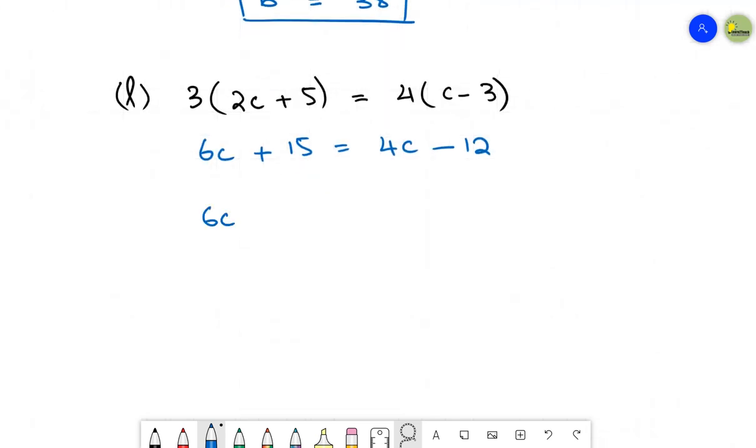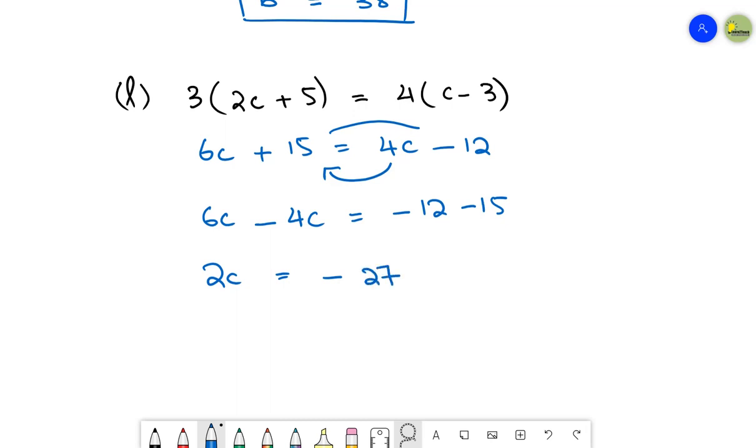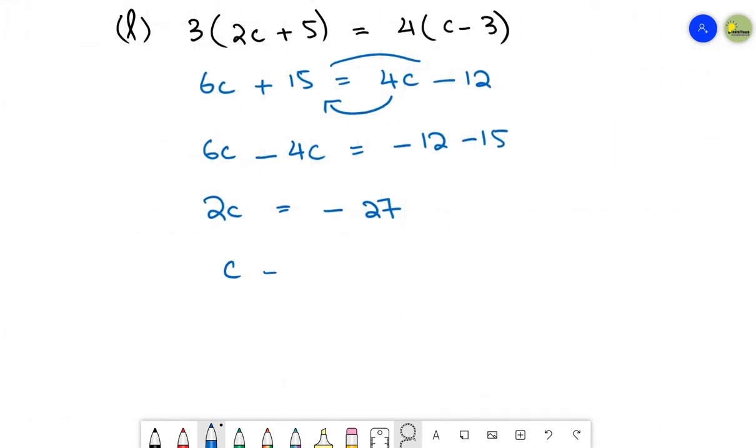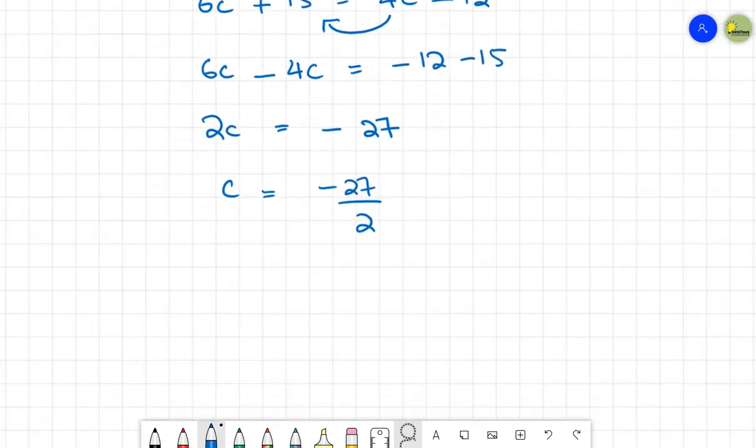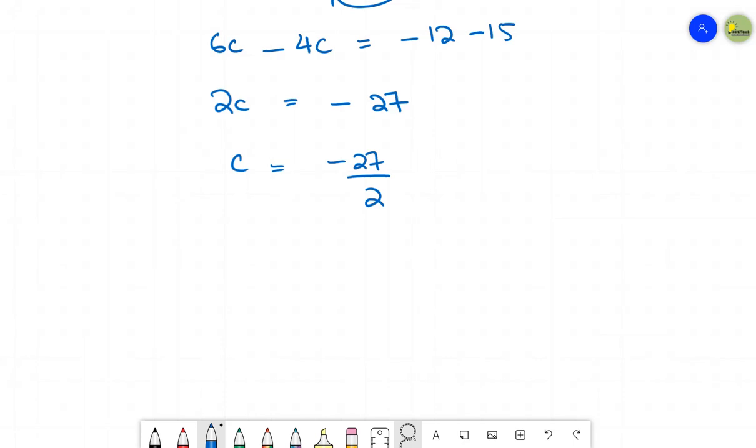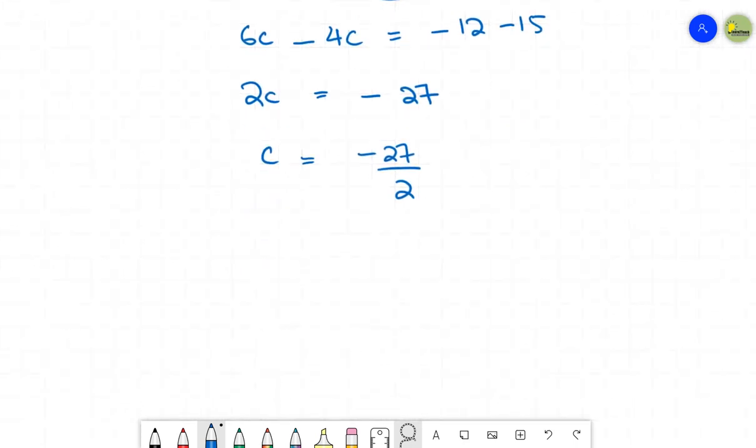Then 6c minus 4c. Why? Because 4c will be shifted here and 15 will be moved there. Minus 12 minus 15. 4c will be subtracted from 6c. It is 2c equals minus 27. So you can have c equals minus 27 upon 2. Now, after L, let's move towards M.